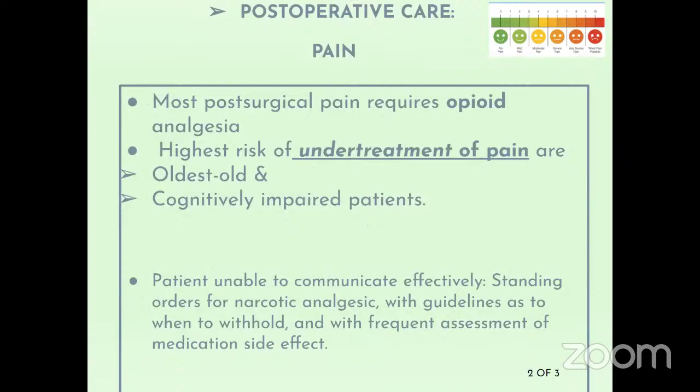Okay, post-operative care, pain, continuing. Most post-surgical pain requires opioid analgesia. The highest risk of under-treatment of pain occurs in the oldest old patients and cognitively impaired patients. For patients unable to communicate effectively, use standing orders for narcotic analgesia with guidelines as to when to withhold and with frequent assessment of medication side effects. So for patients unable to communicate, give them narcotic analgesia.